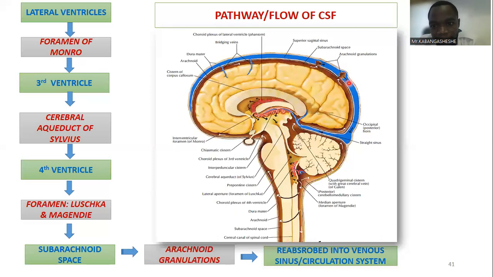So this is a dura sinus. Okay, that's a dura sinus. And that is the dura mater. Look at that and that. So the white layer there is the dura mater.